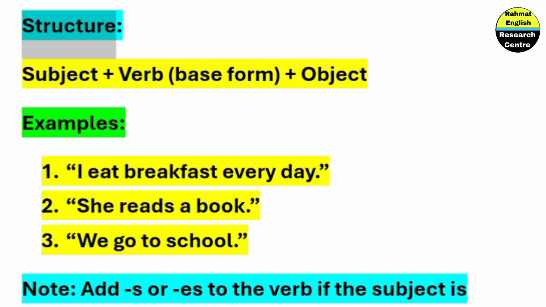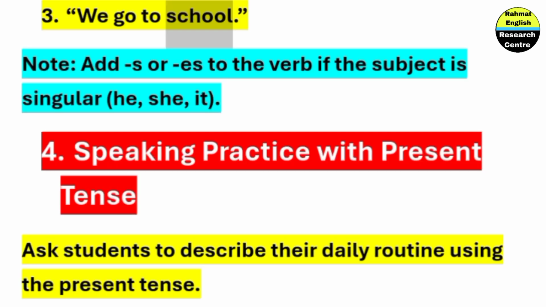Structure: Subject plus verb, base form, plus object. Examples: I eat breakfast every day. She reads a book. We go to school. Note: add s or es to the verb if the subject is singular: he, she, it.